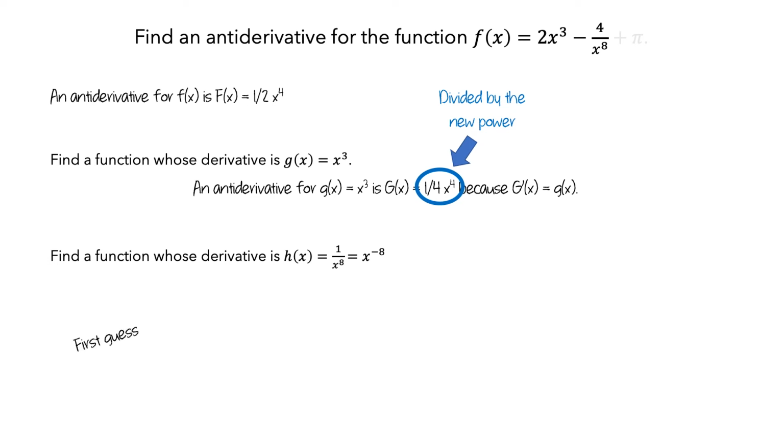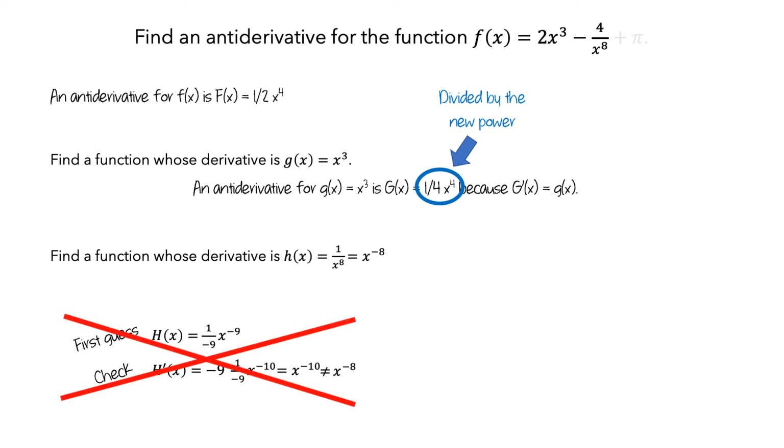For our first guess, let's use x to the power of -9 and multiply by 1 over -9. To check our guess, we compute the derivative of capital H and get -9 times 1 over -9 times x to the -10, which simplifies to just x to the -10. If we compare this to little h of x, we see that they're not equal, so this guess didn't work.